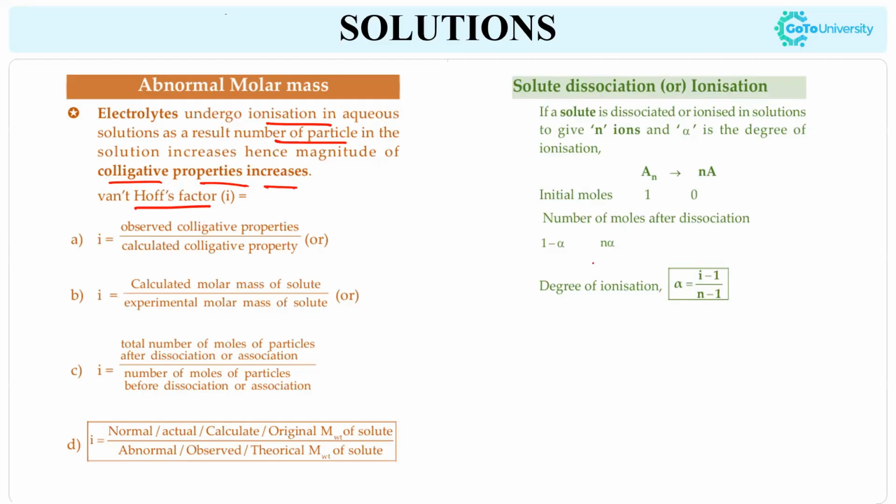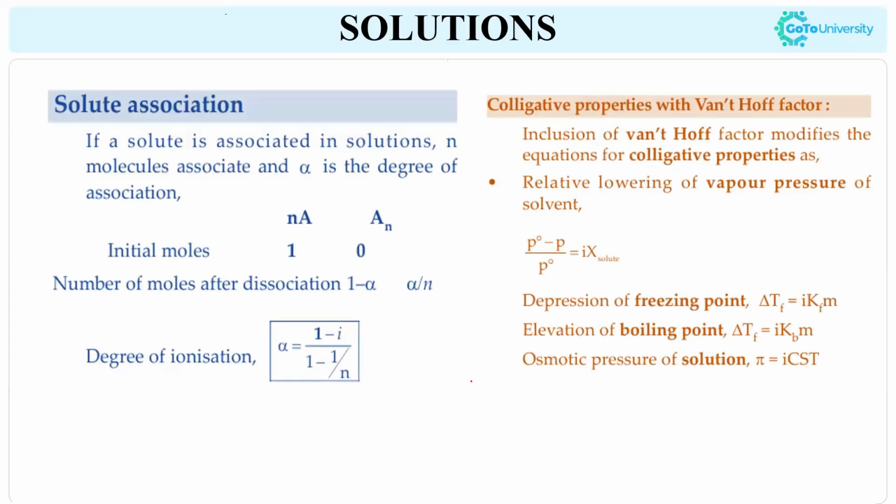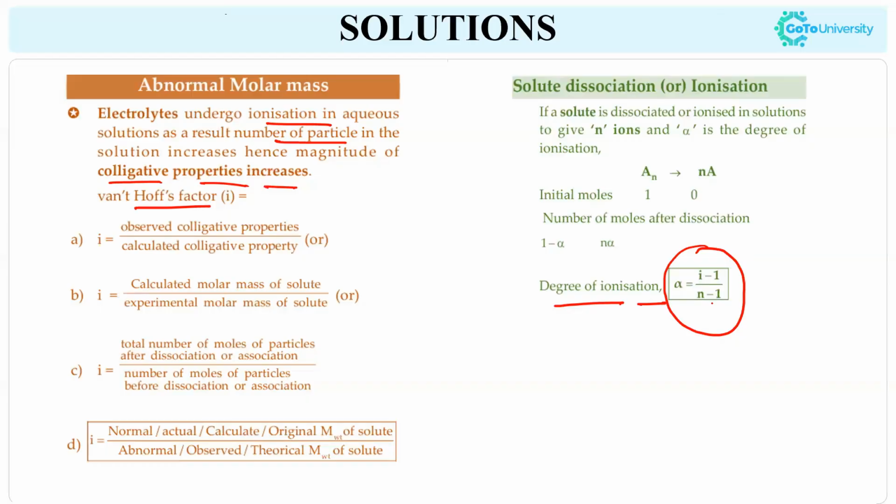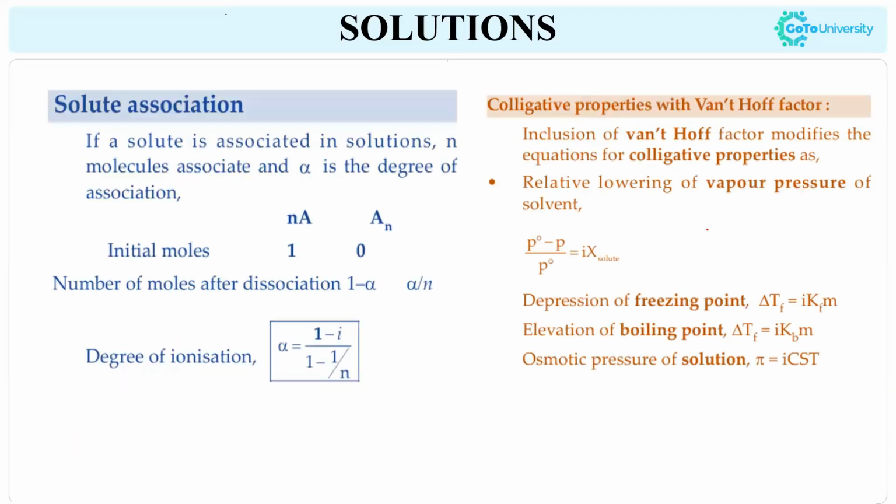Then one more thing is the degree of dissociation, alpha. So we have to know the equation to find out the degree of dissociation. That is another thing. So these are very, very important. Okay. So the degree of dissociation is (i minus 1) divided by (n minus 1). That is for solute dissociation or ionization. If you come to solute association, the degree of dissociation will be different. Fine. So we have to know both equations.